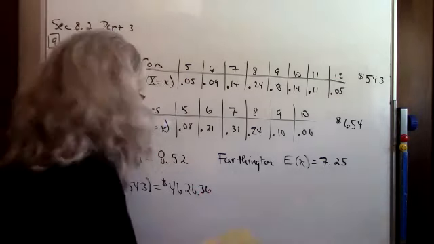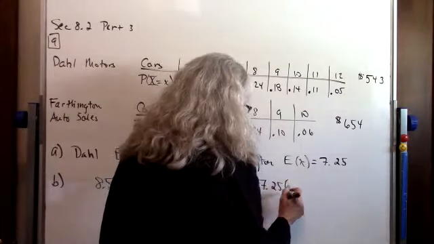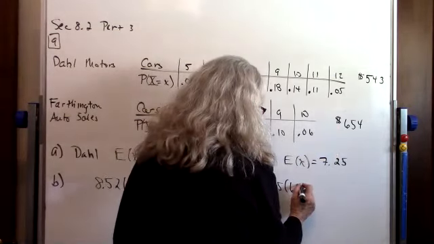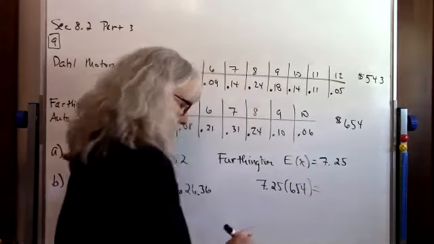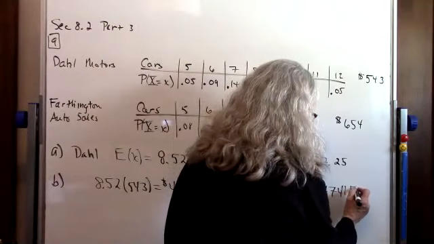We'll do the same thing for Farthington. So we're going to take their average number of cars, 7.25 that they sell a week, times their profit per car of $654, and that comes out to be $4,741.50.